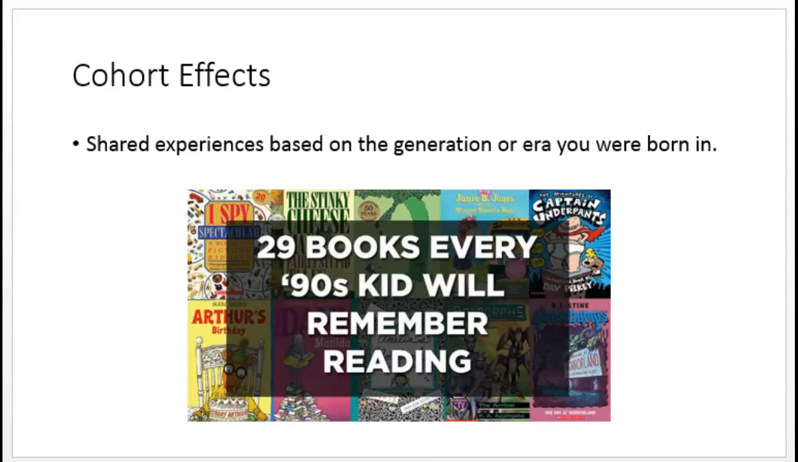But the way that you're probably most familiar with cohort effects is things like this, where you might be a 90s kid or things that all 2000 kids will remember and stuff like that. And I love these because it's such a trip down memory lane for me. I'm getting old, so I see some of these both in myself, and then I see some of these for my own kids. I'm like, oh yeah, they're totally into that. But that's what we're referring to with cohort effects, is that people will have these shared experiences, and those shared experiences can have an influence on development for better or for worse.